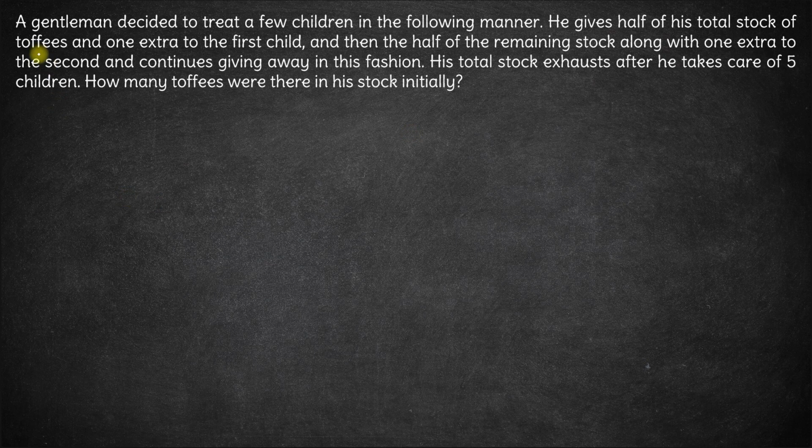Hi. Here we have a gentleman who decided to treat a few children in the following manner. He gives half of his total stock of toffees and one extra to the first child, and then half of the remaining stock along with one extra to the second child, and continues giving in this fashion. Now his total stock exhausts after he takes care of 5 children. How many toffees were there initially?